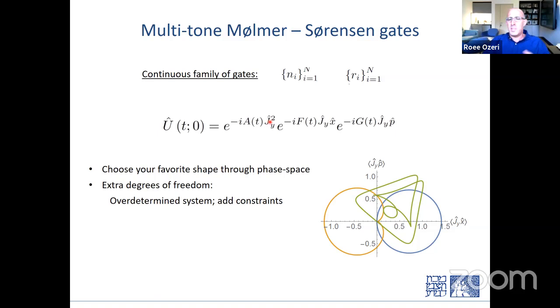Now, by choosing one gate out of this family, I can really draw my favorite shape through phase space. Here are three examples of valid gates: the regular circular Molmer-Sorensen gate, a cardioid shaped gate, and a really funky looking green gate. I can really drive my entanglement gates in multiple ways. And this is great because now that I have extra degrees of freedom, I have an overdetermined system.